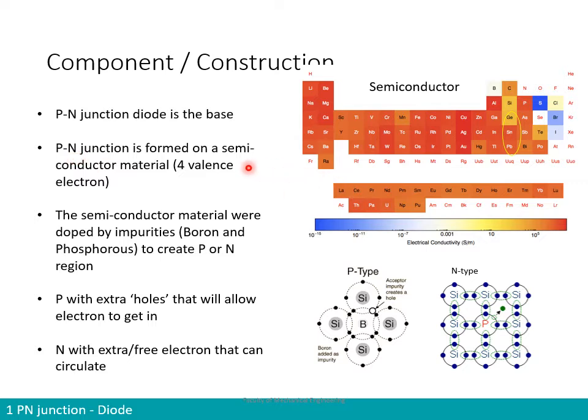Right, about semiconductor materials. In the periodic table, if you want to look for semiconductor materials, they are materials that have conductivity in the middle. The ones marked in red are the ones that have a very high electrical conductivity. Electrical conductivity is measured in Siemens per meter. It shows how easily that element conducts electricity.